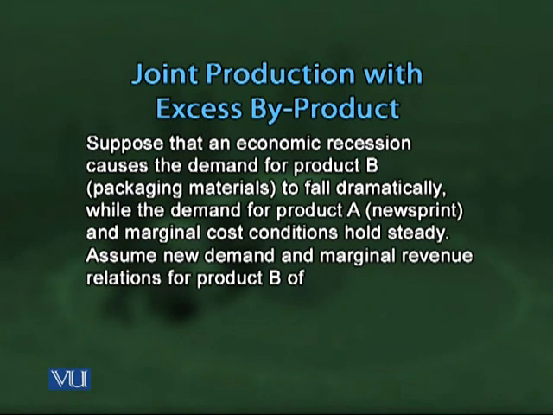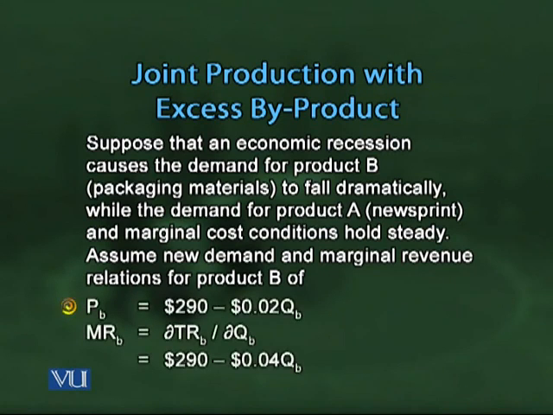As a result, its price function or demand function changes, and now the new demand function for product B is 290 minus 0.02 QB. And the new marginal revenue of product B is calculated as 290 minus 0.04 QB. So at this level of output, that is Q equal to 8,000, the total marginal revenue is MRA plus MRB, that is 240 plus minus 30, because the marginal revenue of product B is minus 30. So 240 plus minus 30 gives 240 minus 30, that is $210. So the total marginal revenue of these two jointly produced products is $210.